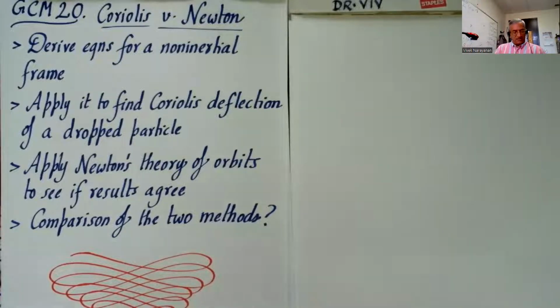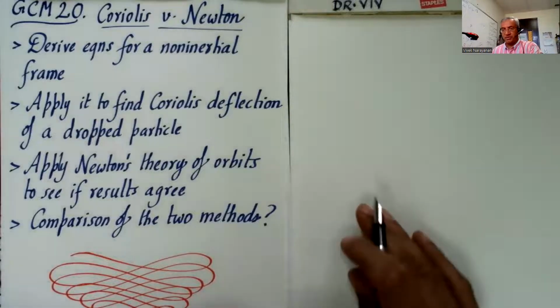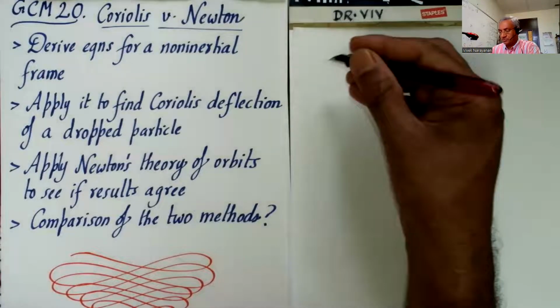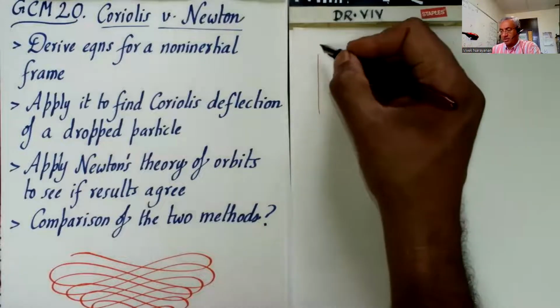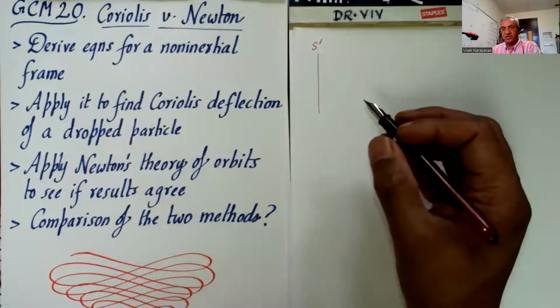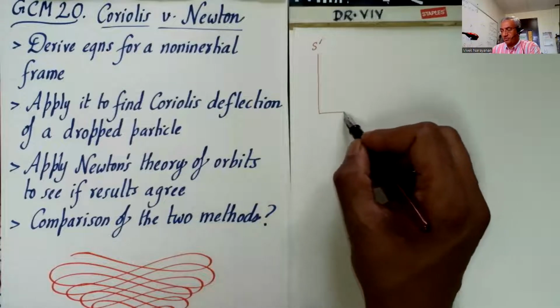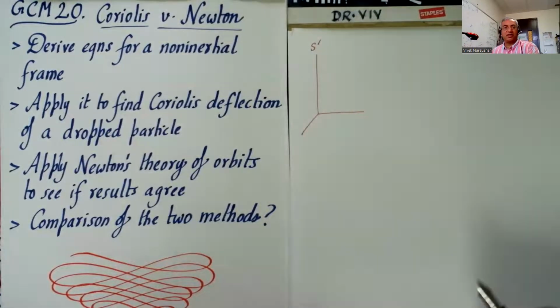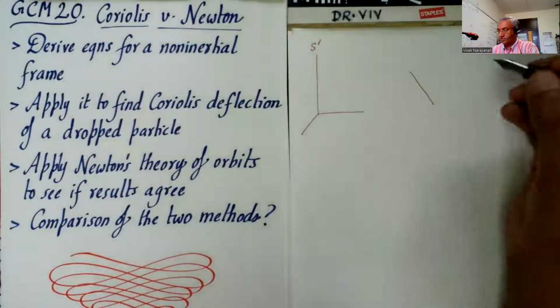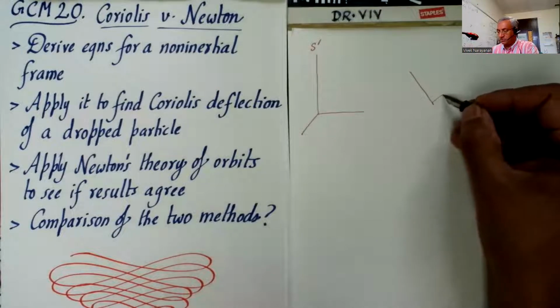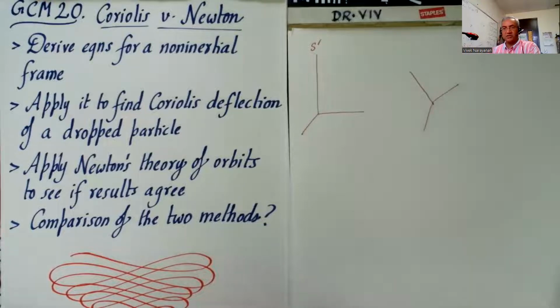So first, let's derive the equations for non-inertial reference frames. Let me draw two reference frames. The frame indicated with a prime means that it's a fixed inertial reference frame. That is the frame in which I am located. And then I observe another frame, which I'll call S, that is somewhere else. This frame could be both translating and rotating.